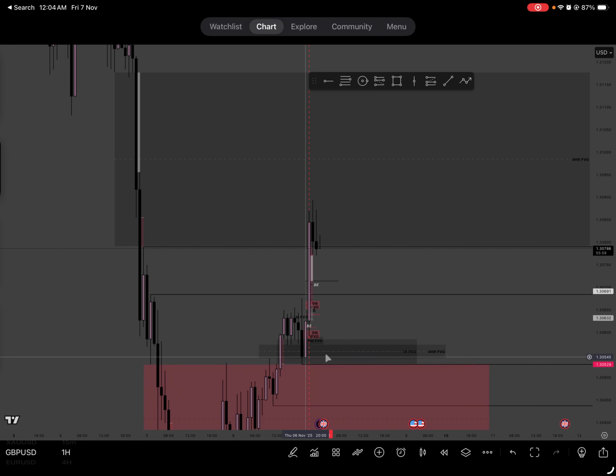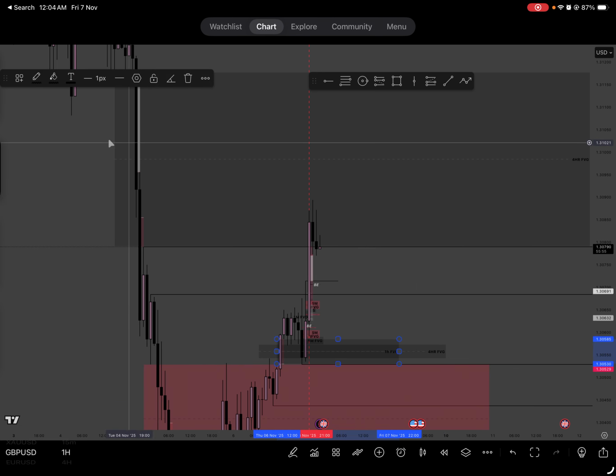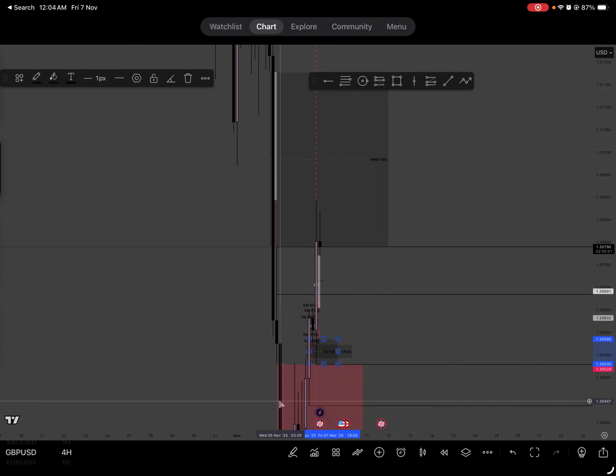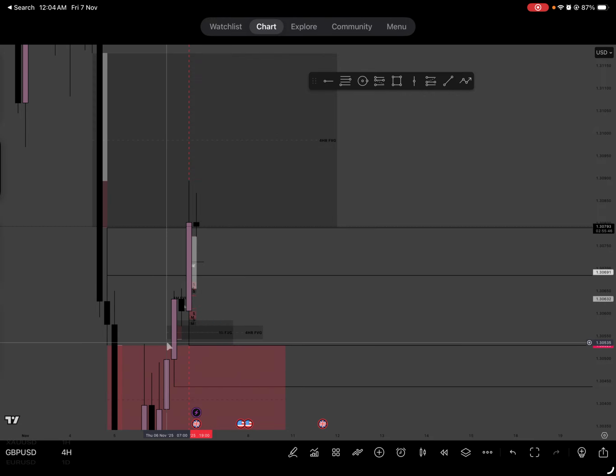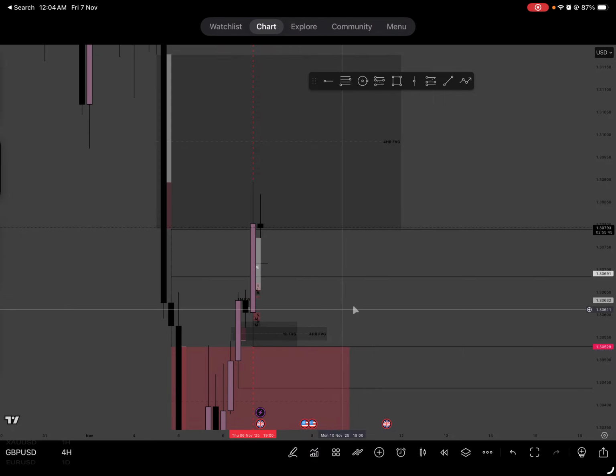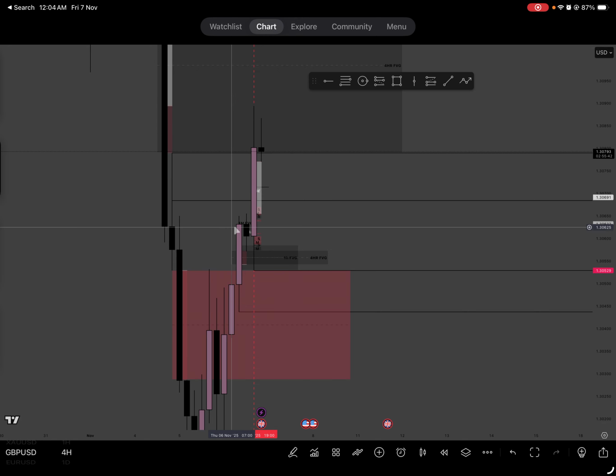We can see that we displaced from this 1 hour fair value gap, as well as, if I'm correct, I'm not sure why that's there, but oh yes, this is also a 4 hour fair value gap here, right? So when we inverse this fair value gap, in the process of inversing it, we also created a 4 hour fair value gap here too, which is where price balanced out to kind of push the move that we got, right?